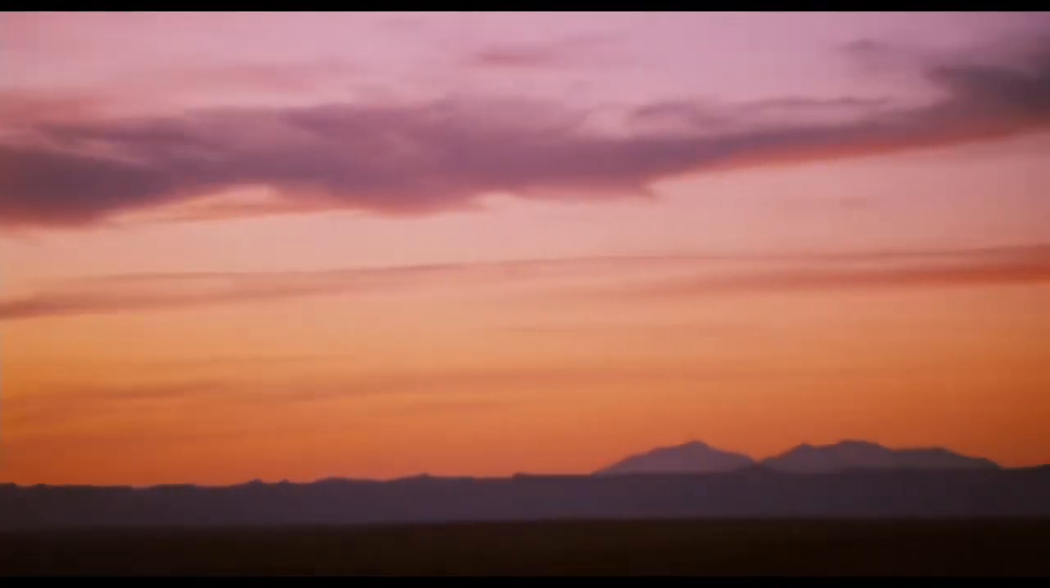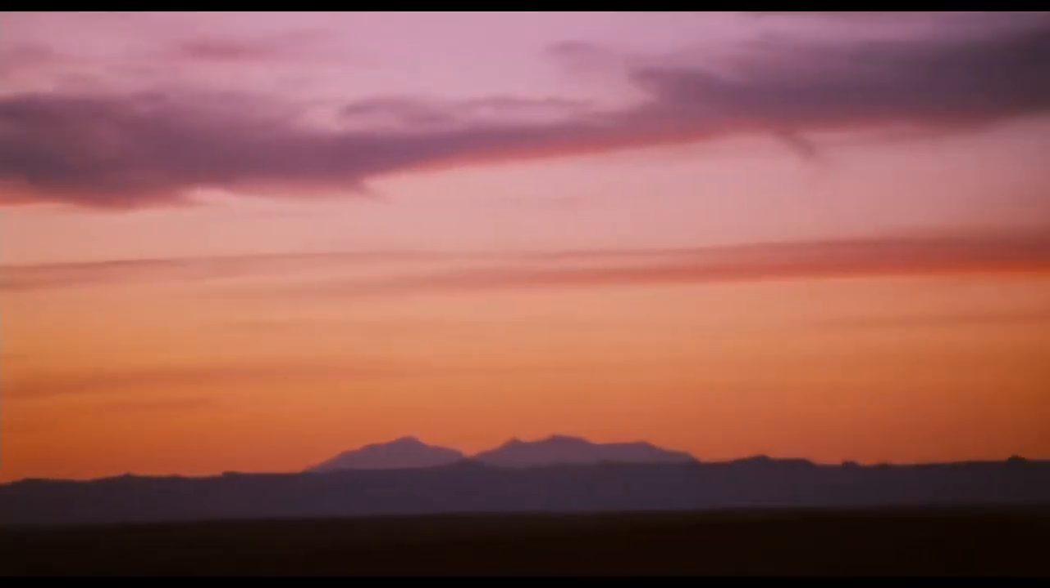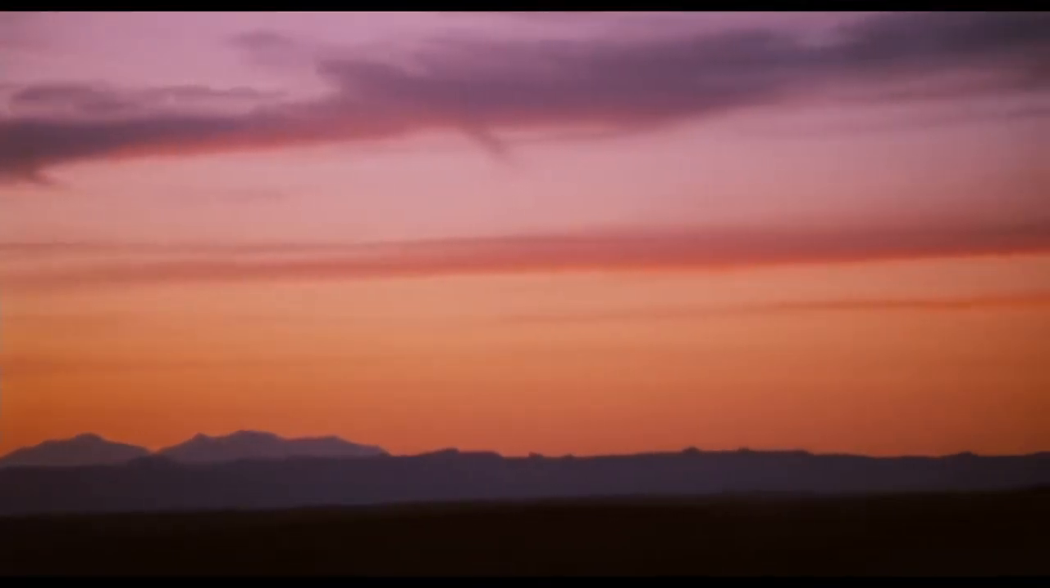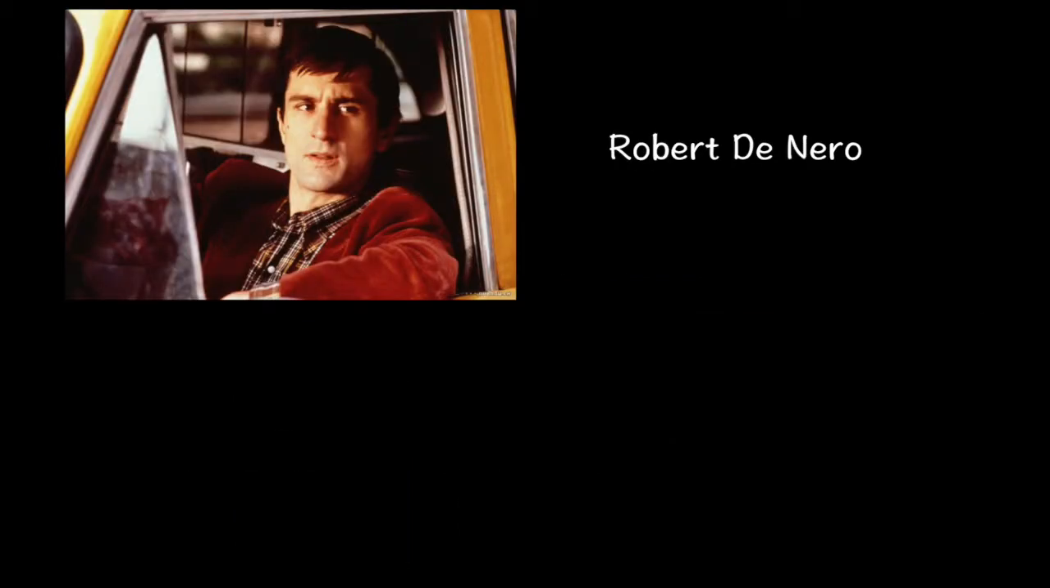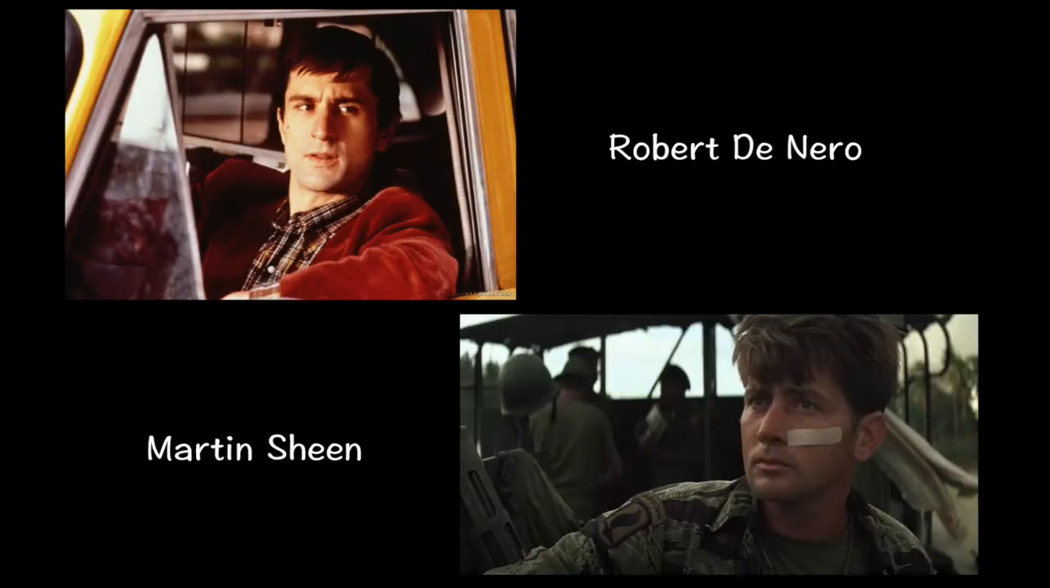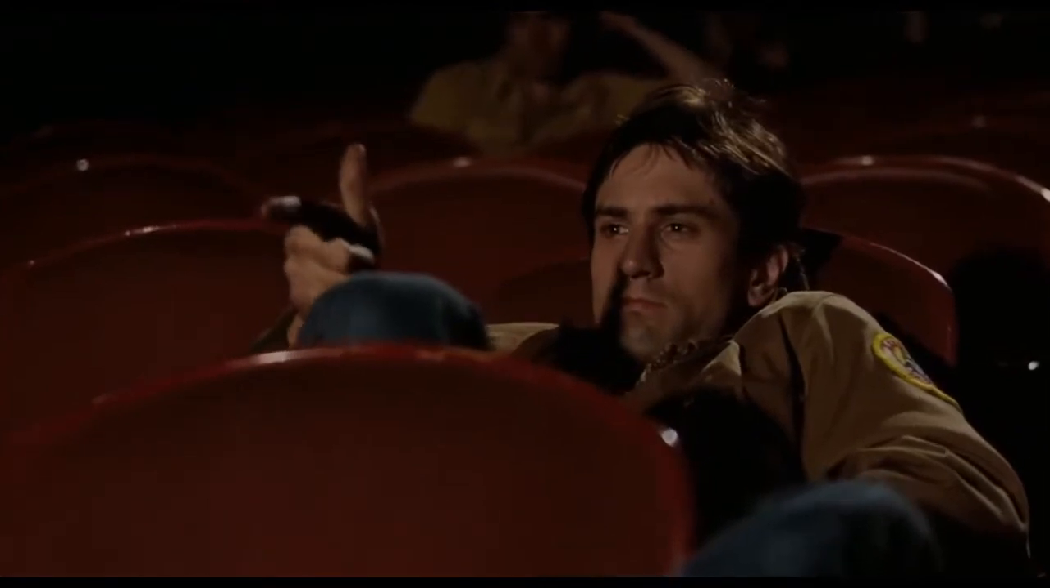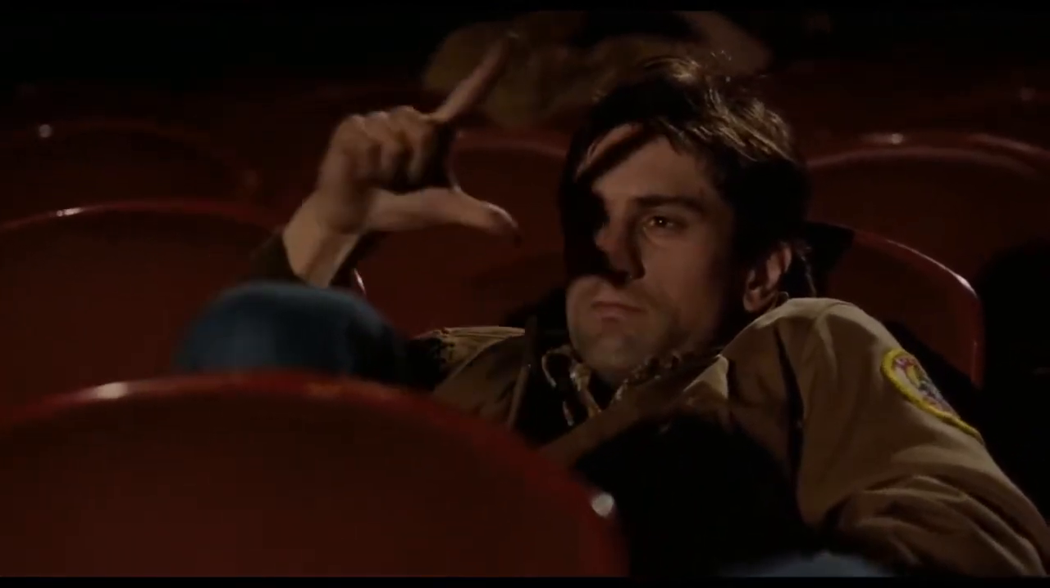Post-classical cinema refers to cinema from the mid-60s to the early 80s, when a wave of young directors started creating films which challenged the established Hollywood formula for making films. Such directors as Martin Scorsese, Woody Allen, and Roman Polanski, as well as actors like Robert De Niro and Martin Sheen, were all at the forefront of this new age of cinema, which made great use of these experimental narrative techniques we'll be talking about to refresh the dulling film industry.